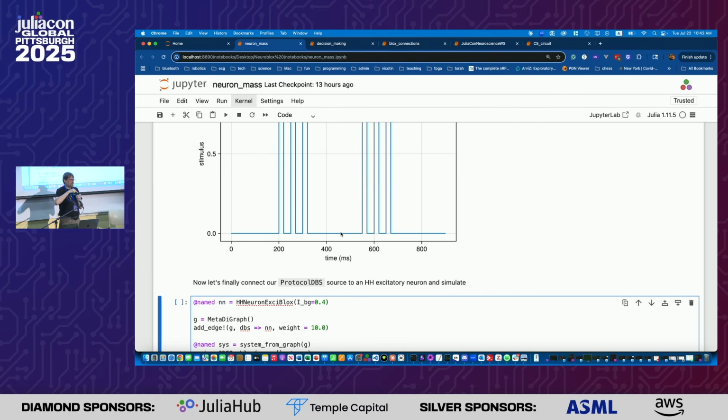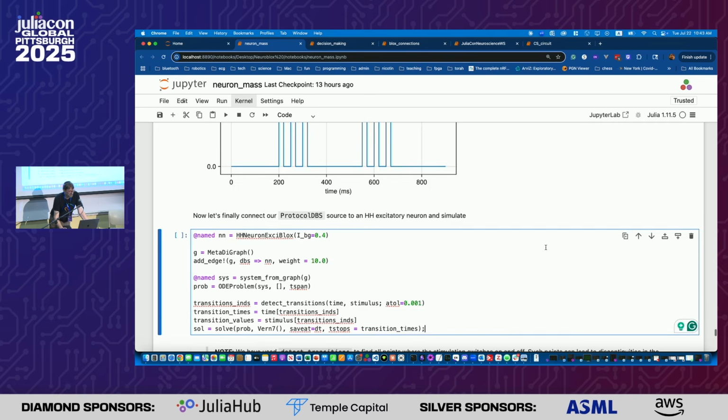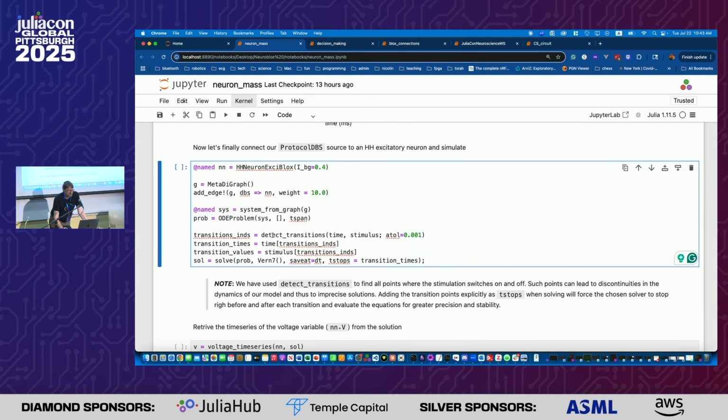Essentially, we're saying watch out, something is happening here. Something is going to change at this point. This is essentially what we're doing. If you actually look at what we're doing here, we're detecting these transitions. So Hermann built a function that looks at the stimulus and looks at the kinks, gets all the times, and then gives a list to the ODE solver to say, hey, all the corners, you have to solve it there. You can't just skip it.